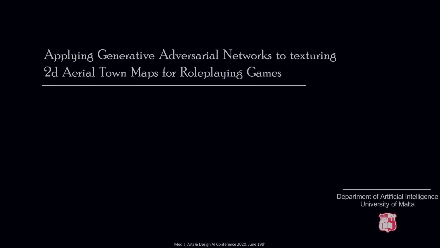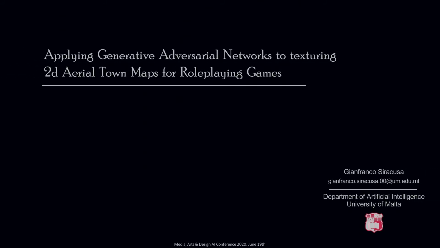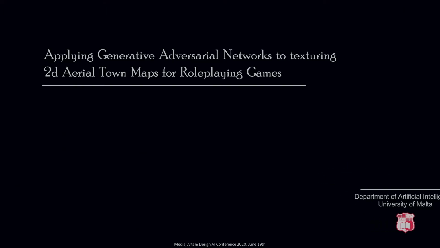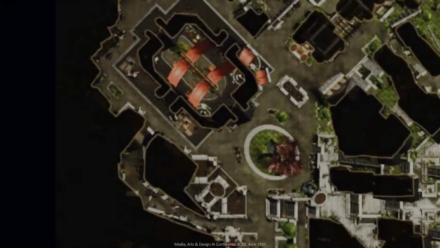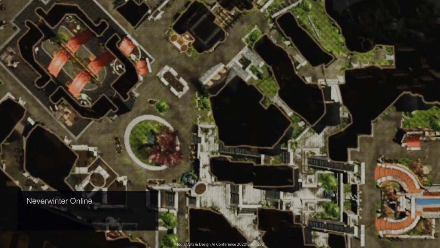Welcome to this talk on how one can use generative adversarial networks to generate 2D aerial maps for role-playing games. Town maps have several functions in role-playing games.